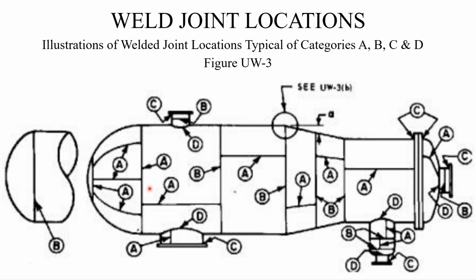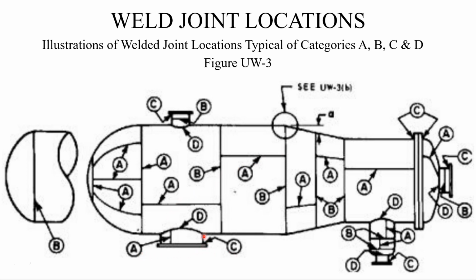For example, if it's a shell with the head, okay, this will be category A. And if it is with the head inside, for example, you have a big diameter vessel and you need to join two plates together, that joint will become a category A weld. The long seam is also category A, and between shell 1 and shell 2, that will become category B. Okay, and now category C. Category C is if you have a flange.